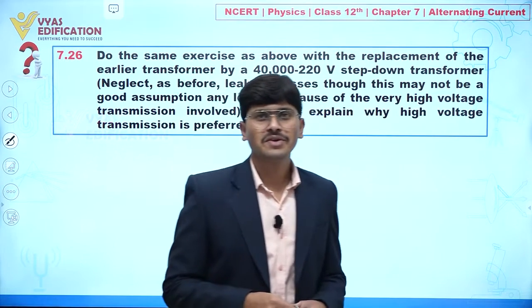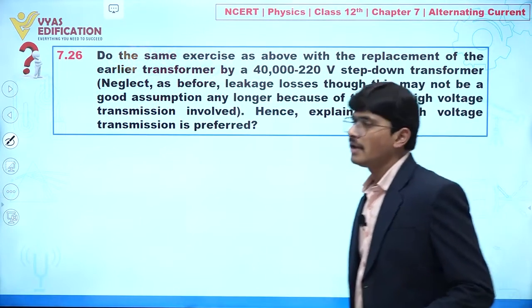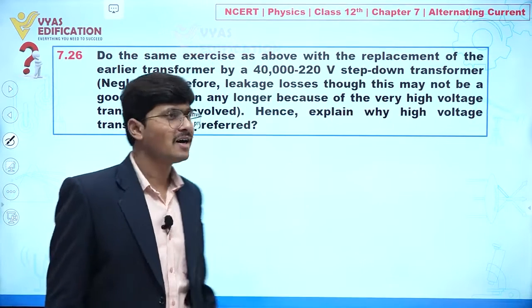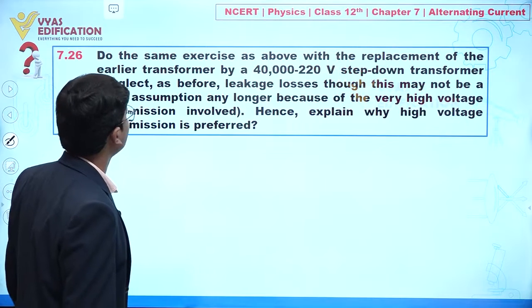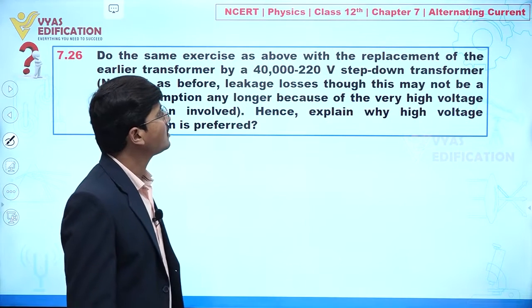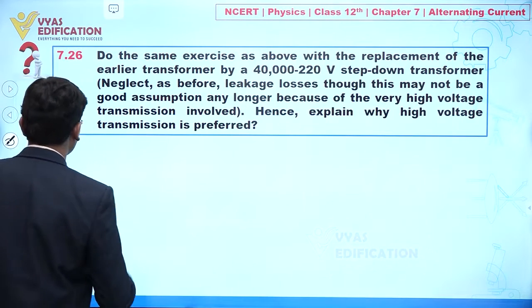Now student, we are going to solve this question number 7.26. In this question it is given, do the same exercise as above with the replacement of the earlier transformer by 40,000 and 220 volt, a step down transformer. Now concentrate.